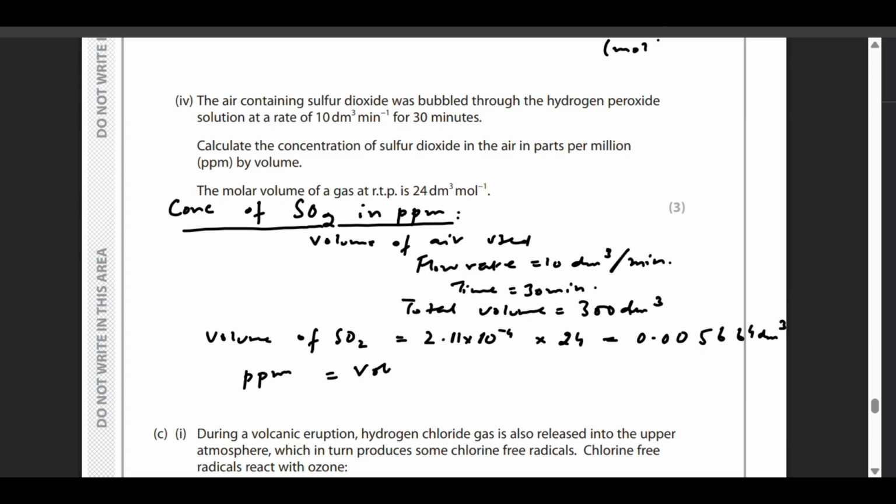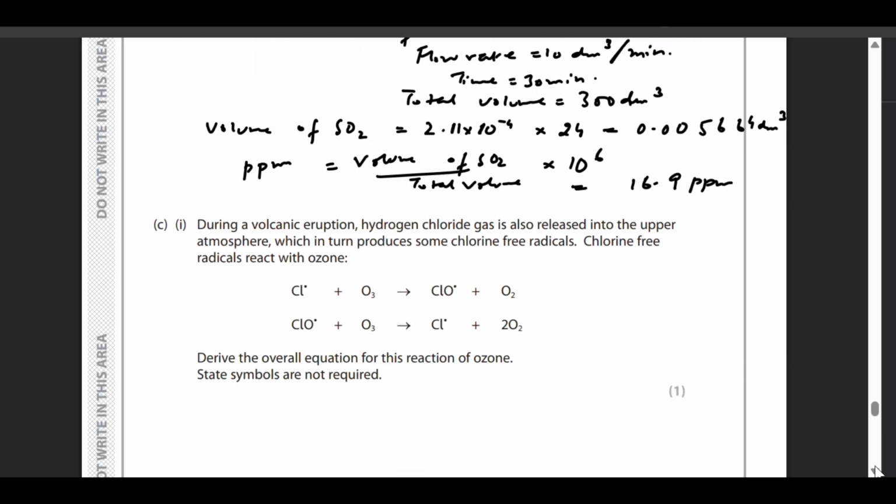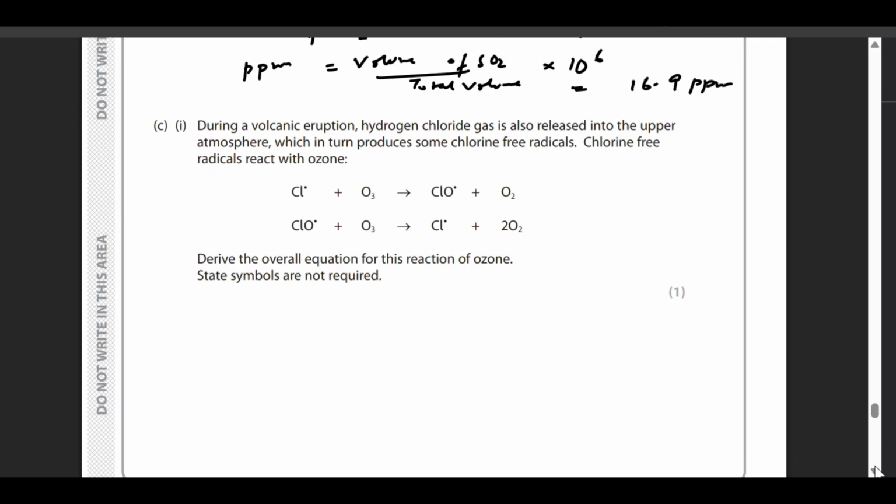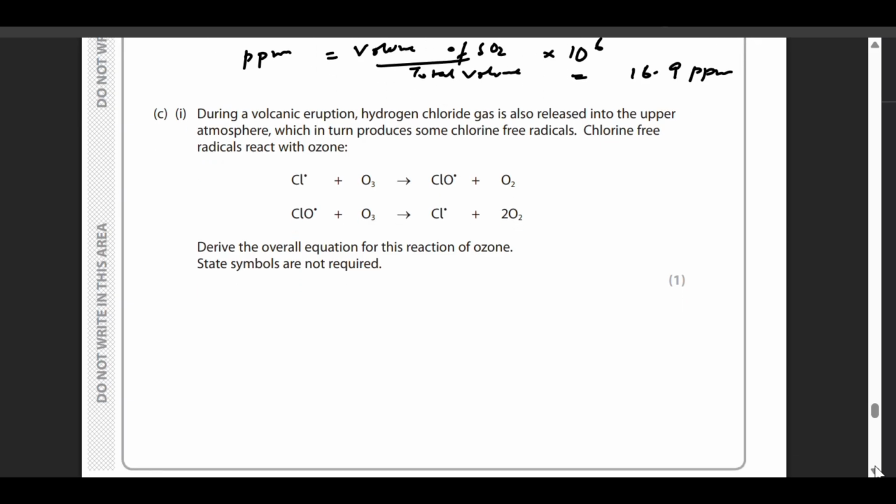Now you need to do the parts per million calculation. So volume of sulfuric acid divided by total volume multiplied by 10⁶. So you get the answer 16.9 parts per million. Now next part.